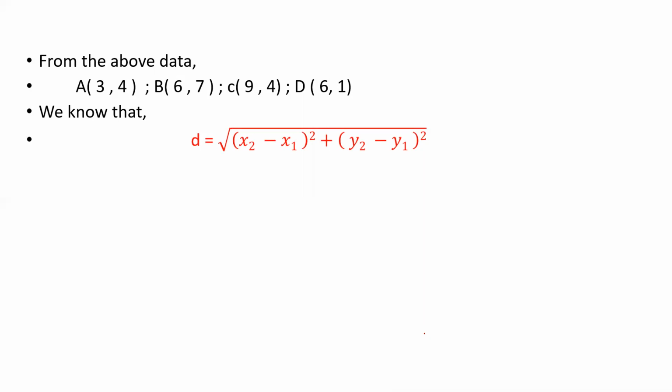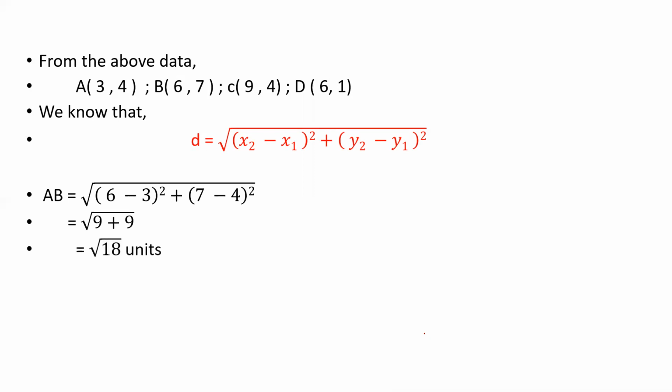The formula we are going to use is root of x2 minus x1 whole square plus y2 minus y1 whole square. Let's start with AB first. AB equals, substituting the values, 6 minus 3 whole square plus 7 minus 4 whole square. 6 minus 3 is 3, 3 square is 9, and 7 minus 4 is again 3, 3 square is 9 again. The answer is root 18 units.